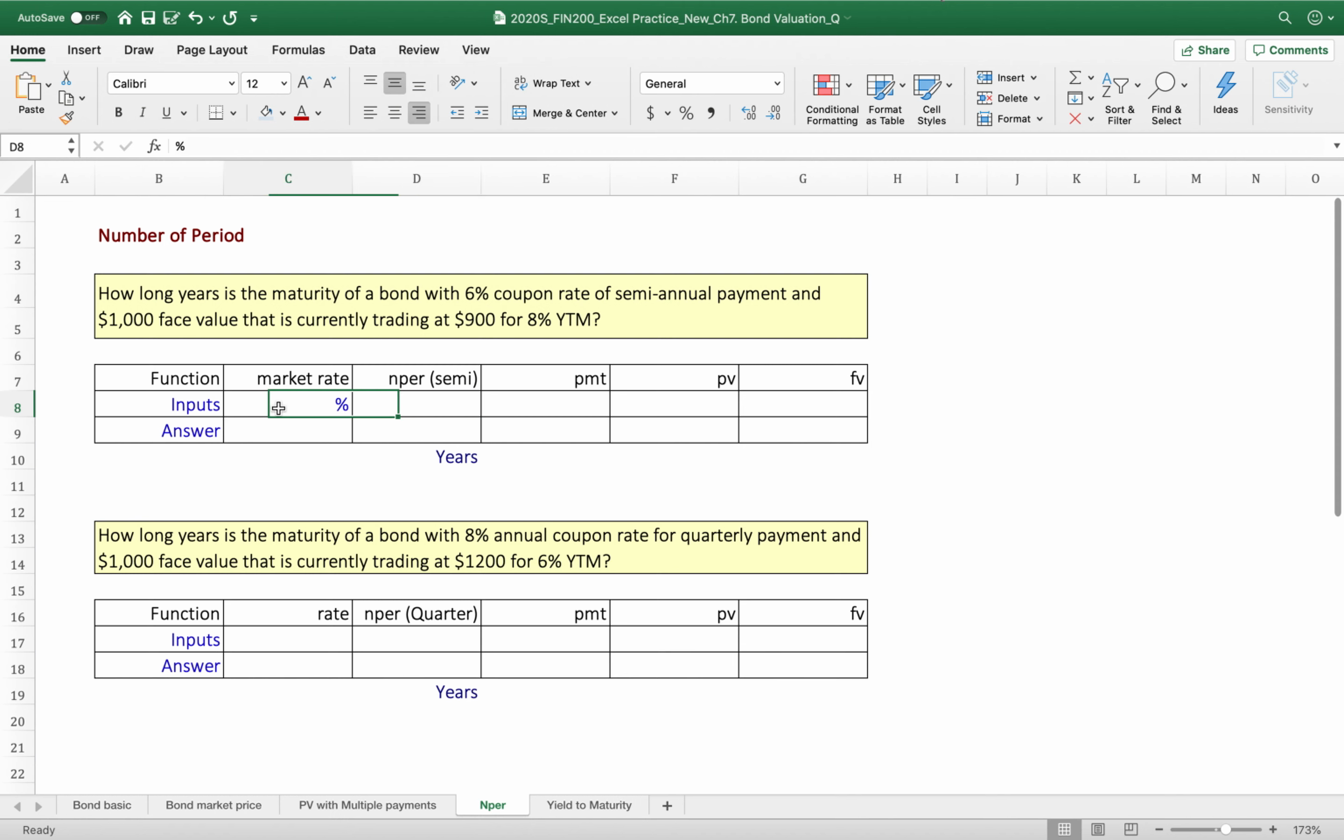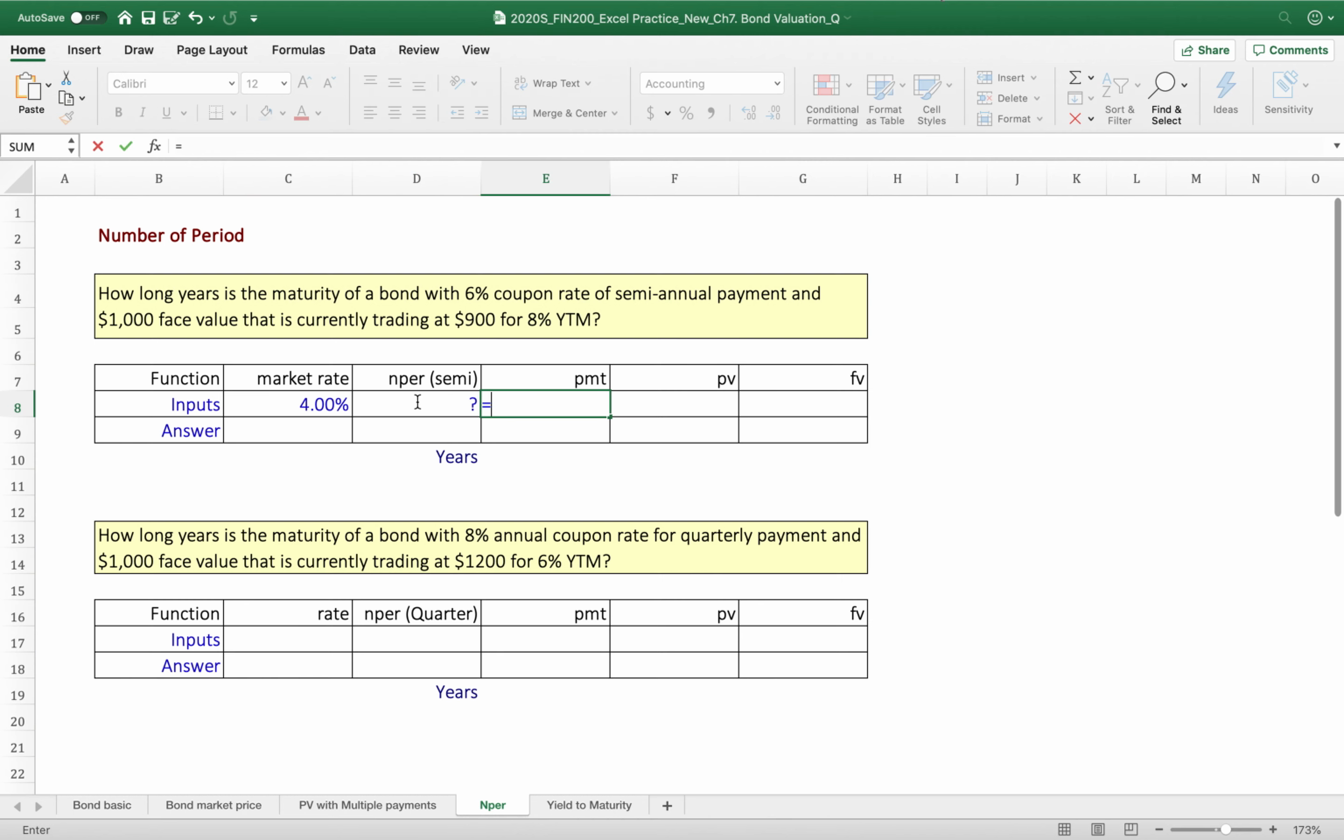But you should remember that the payment is semi-annual, so the market rate for half a year is now 8% divided by 2. So 4% is the semi-annual market rate. Then NPER is what we want to calculate.